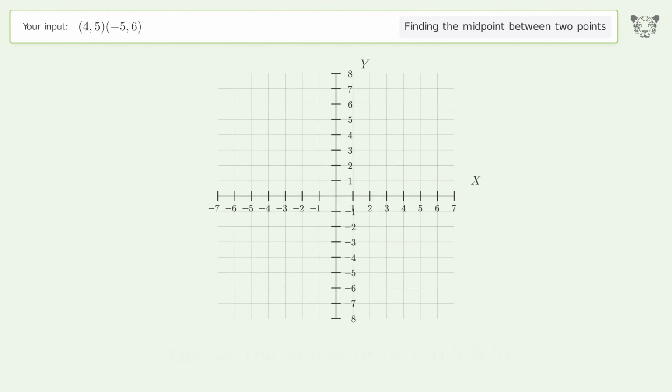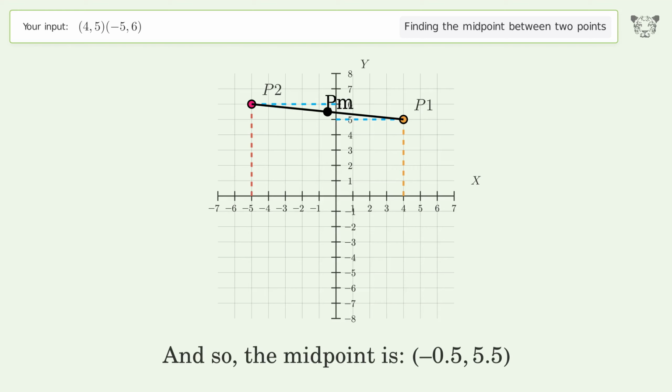And so, the midpoint is negative 0.5, 5.5.